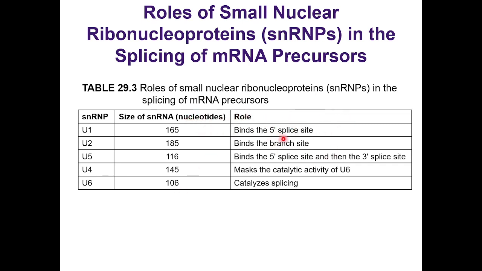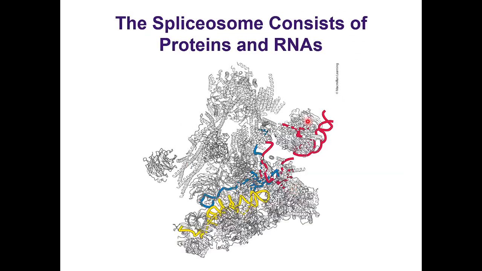So for example, the U1 is going to bind the 5' splice site. The U2 will bind the branch site. The U5 is going to bind the 5' splice site and then the 3' splice site. The U4 is going to mask the activity of your U6. Then U6 is going to catalyze splicing. And so right here we can actually see this assembled together.